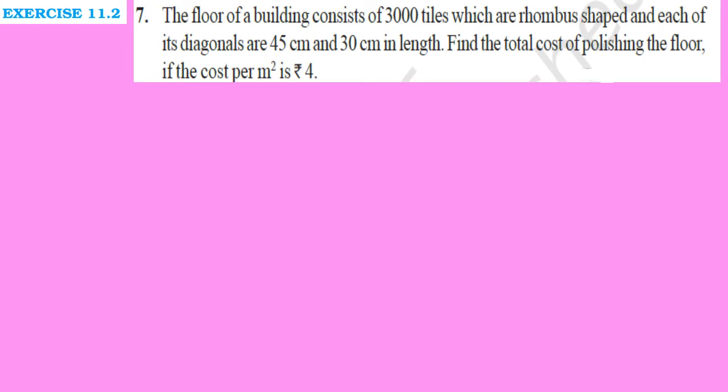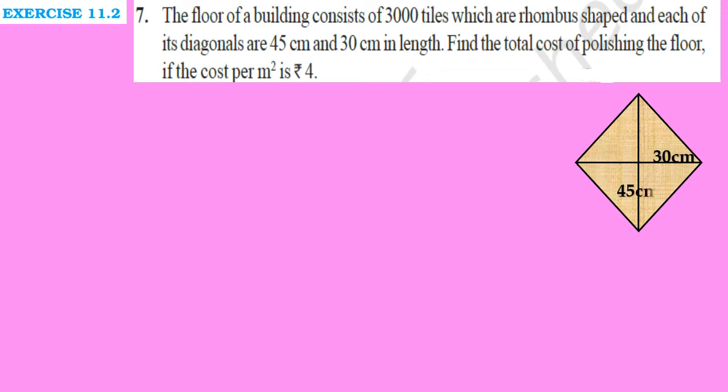Next question. The floor of a building consists of 3000 tiles which are rhombus shaped, and each of its diagonals are 45 centimeter and 30 centimeter in length. Find the total cost of polishing the floor if the cost per meter square is ₹4. Here one thing you have to note down. The dimensions of the rhombus are given in centimeter, and we have to find the total cost at the rate of ₹4 per meter square.